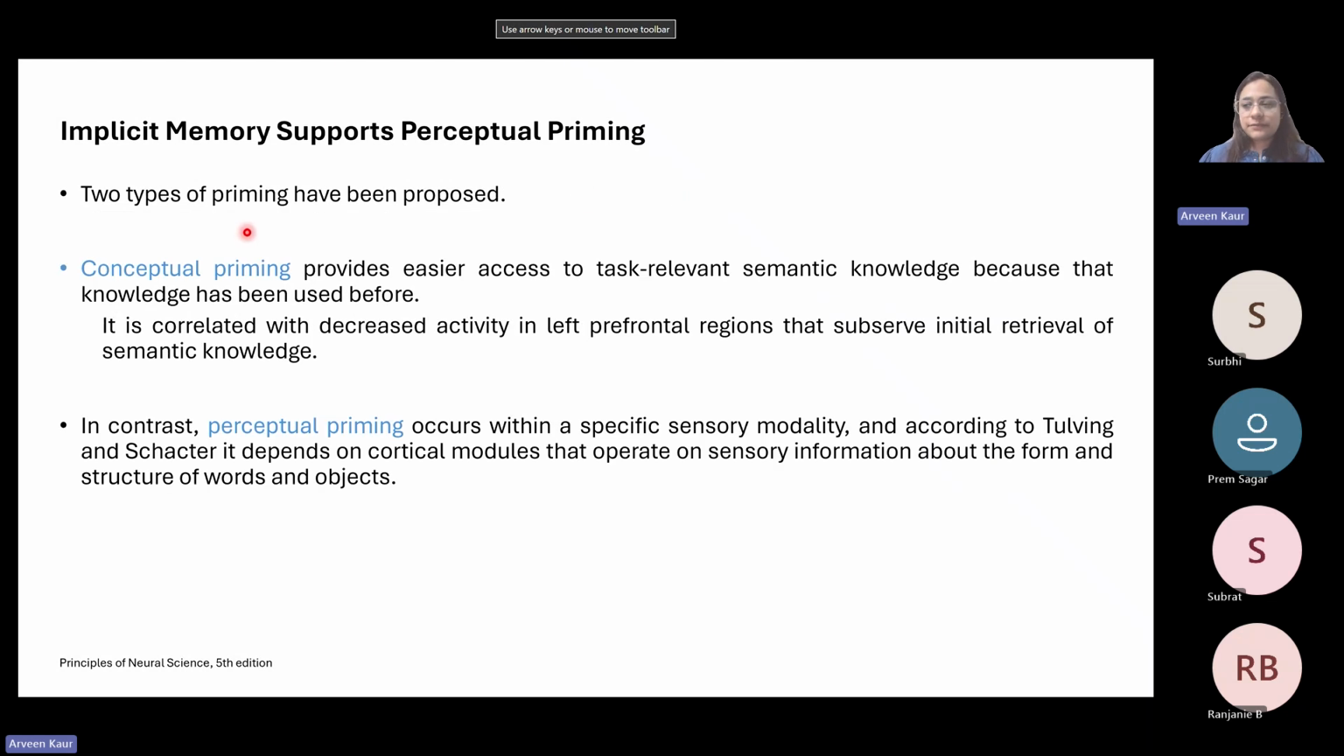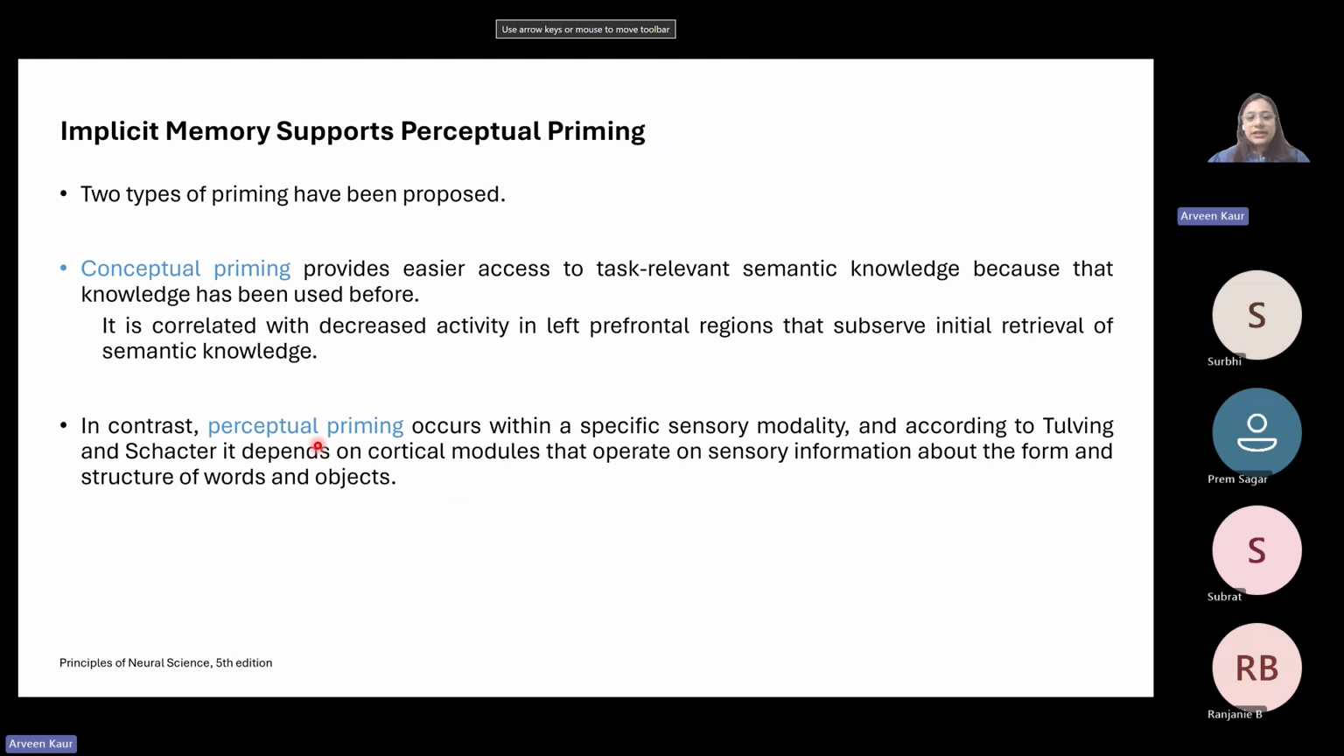There are two types of priming that have been proposed. One is conceptual priming and the other is perceptual priming. So what is conceptual priming? It provides easier access to task relevant semantic knowledge because that knowledge has been used before. That is, it is correlated with decreased activity in left prefrontal regions that subserve initial retrieval of semantic knowledge.